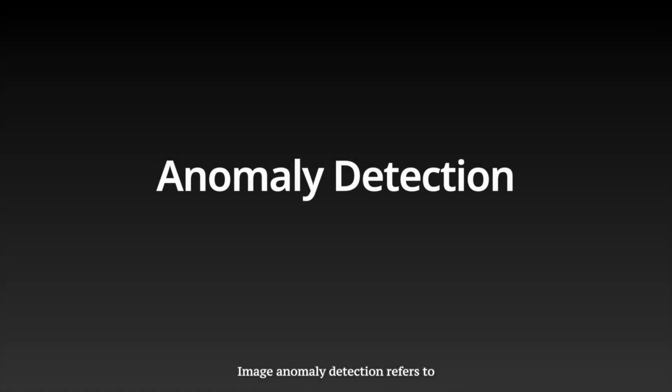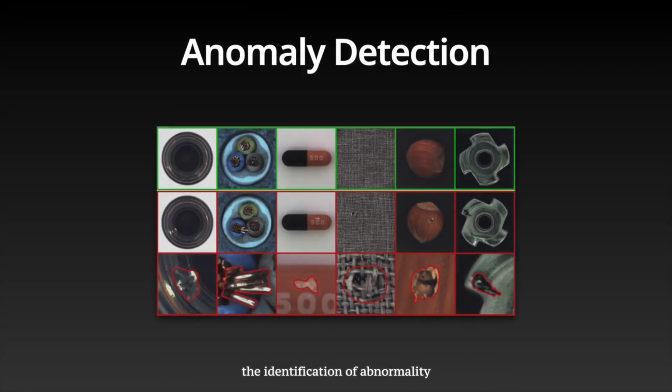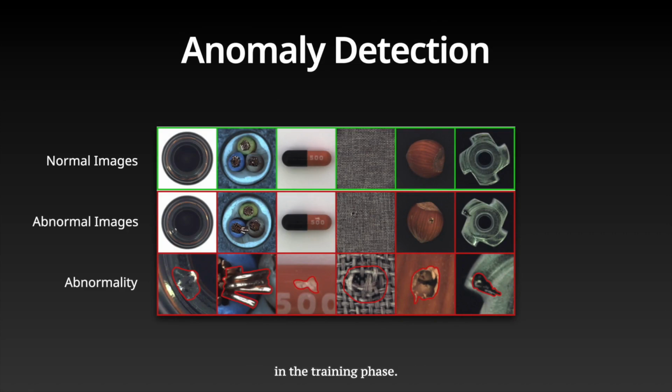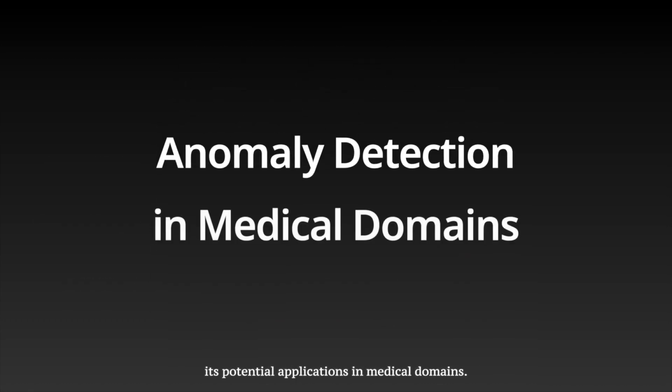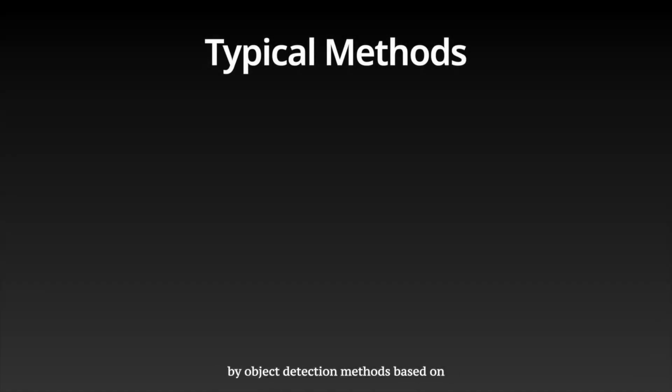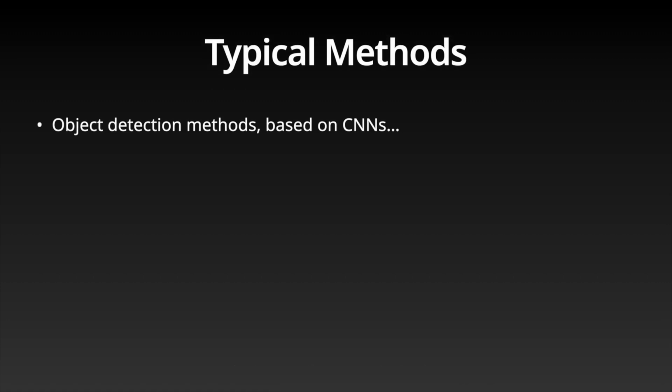Image anomaly detection refers to the identification of abnormality by only leveraging normal images in the training phase. Recently, anomaly detection has drawn lots of attention for medical image analysis because of its potential applications in medical domains. Intuitively, we can find the anomaly image by object detection methods based on deep convolutional neural networks.